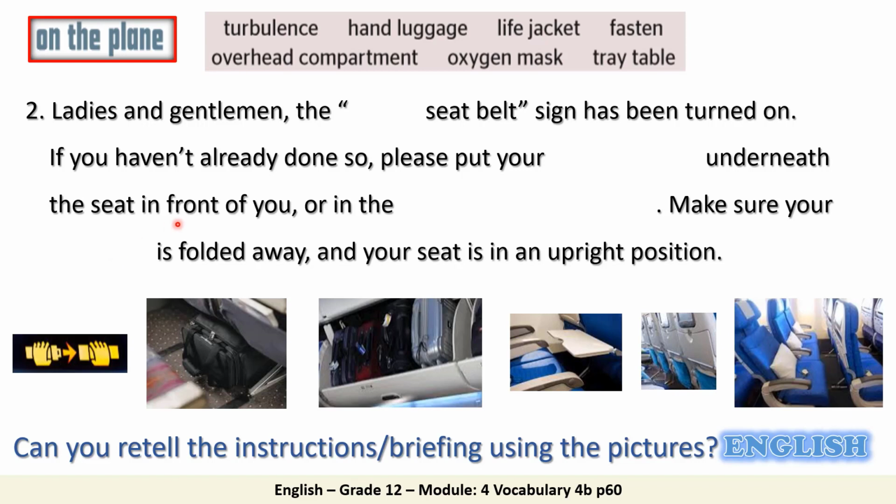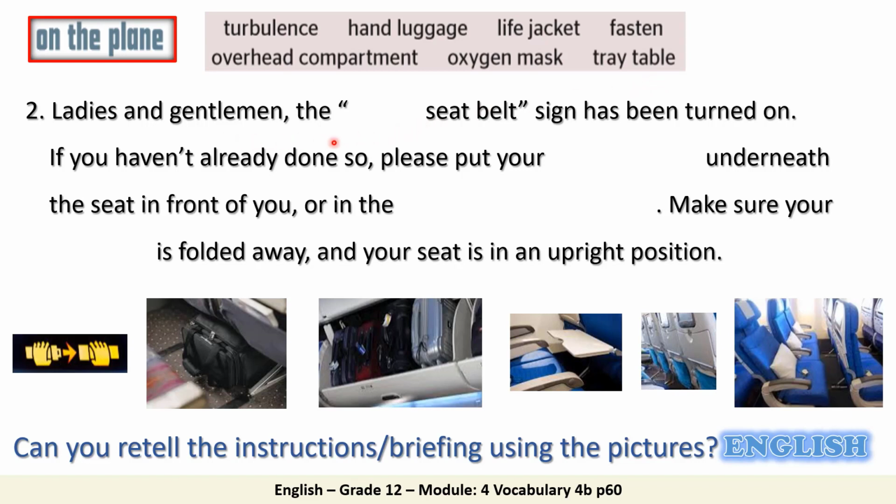Let me just start by pronouncing these words. Know that if I repeat the word, the second one is American, okay? The first one is turbulence, hand luggage, life jacket, fasten, overhead compartment, oxygen mask, tray table. Now how about the answer of the first one?